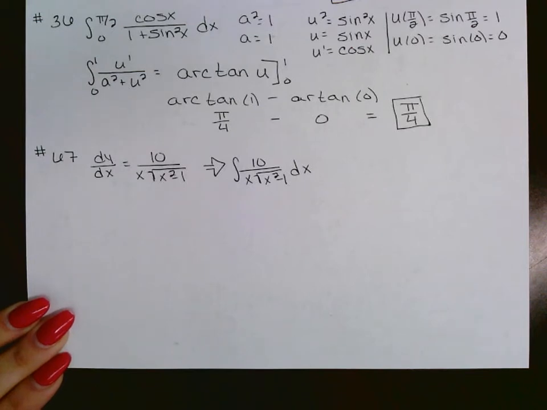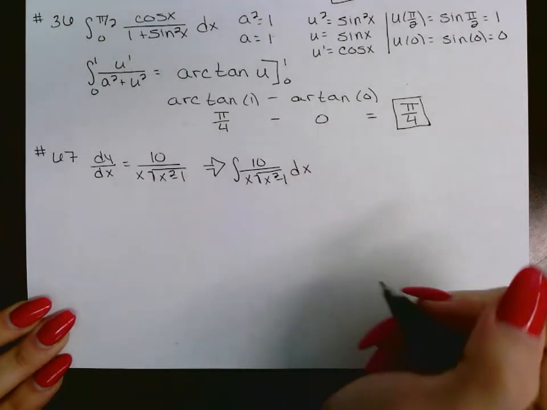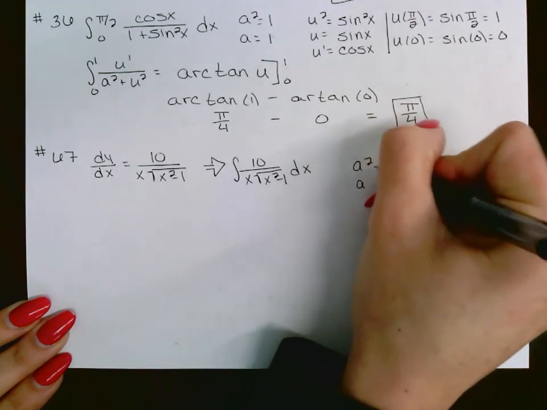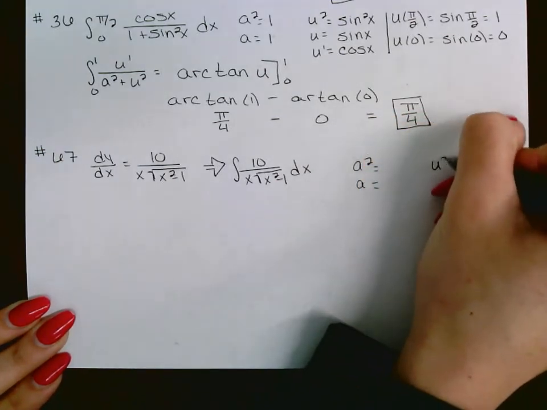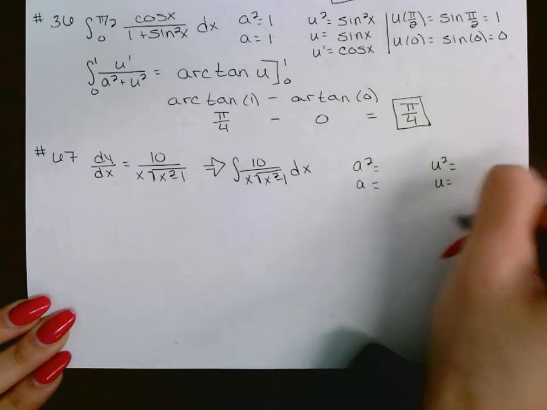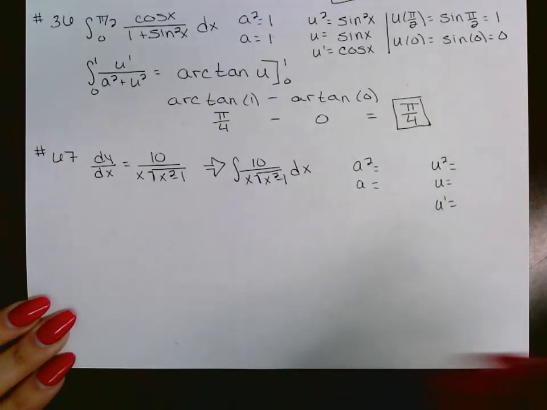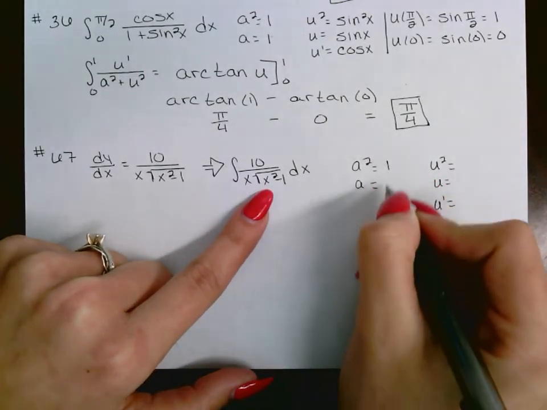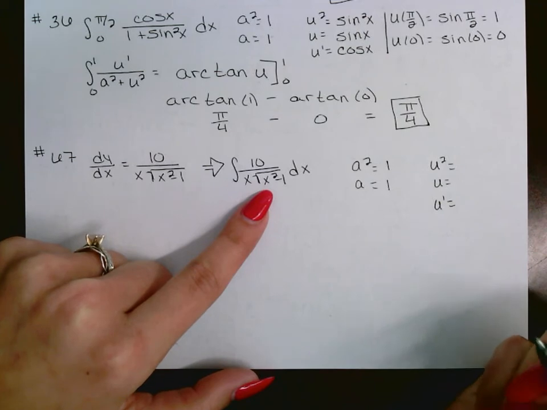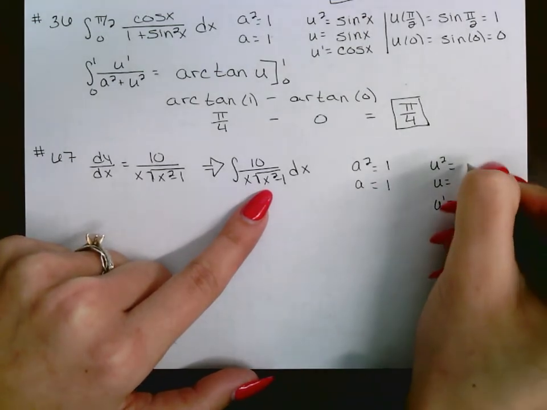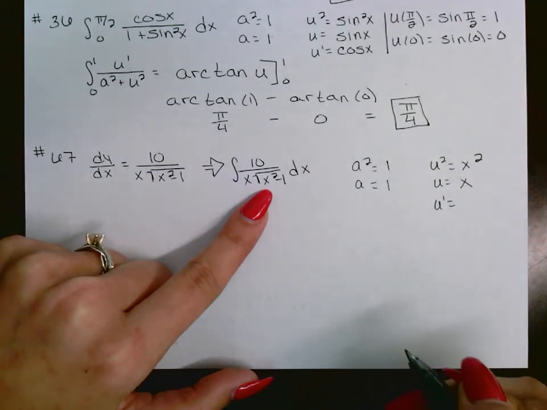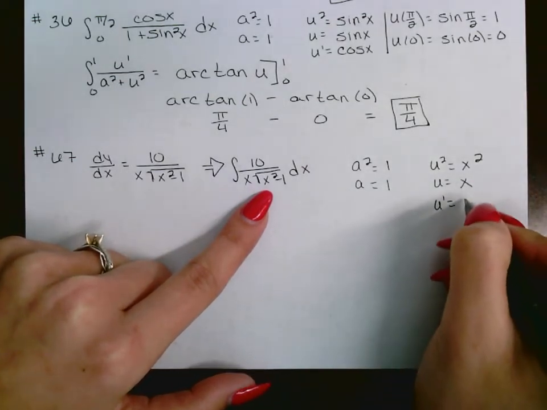It is definitely one of the arcs. It is arc secant, okay? So the moment you catch it's an arc, you want to set up your a squared and your a, and then your u's. The squared, the original, and the prime. In this question, who is my a squared? Good, that makes a also 1. My u squared is x squared, which makes my u x, and u prime would be 1.